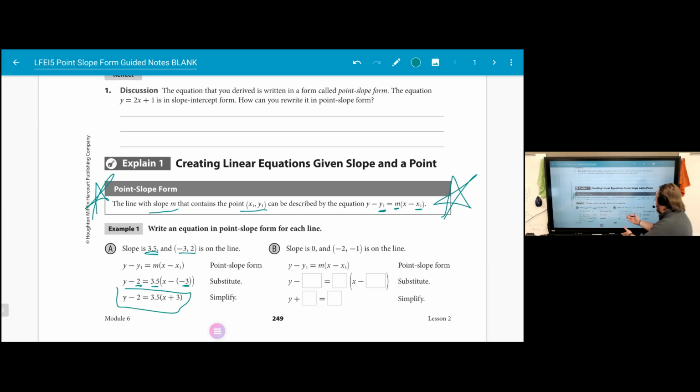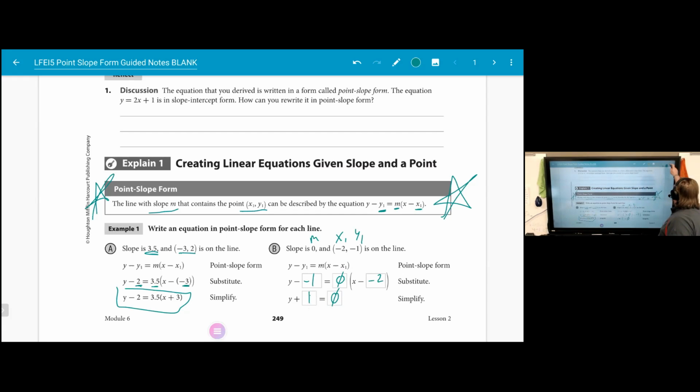It says slope is 0 and negative 2, negative 1 is on the line. This is our m. This is our x1, y1. So y minus y1, y minus negative 1 equals m, which is 0, times x minus negative 2. Now, we could rewrite this as 0 times x plus 2, but we don't need to, right? Minus a negative is plus a positive. It's y plus 1 equals 0. We could say 0 times x plus 2, but you don't need to on that.